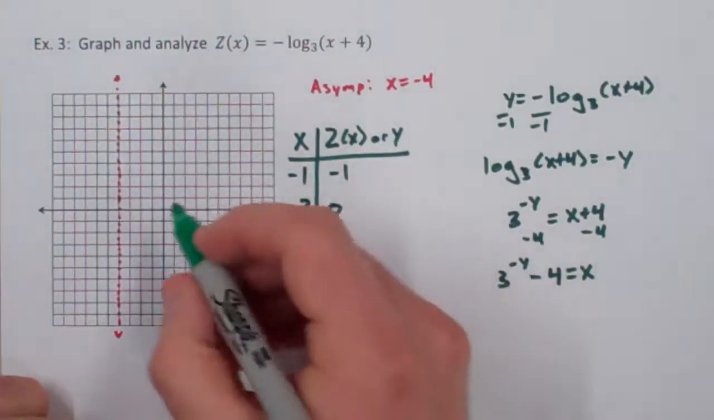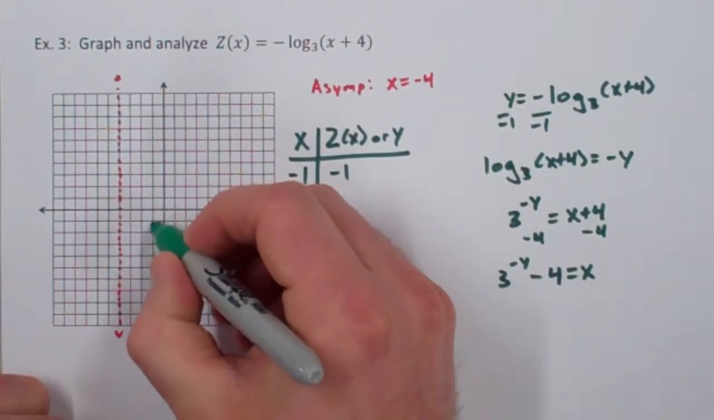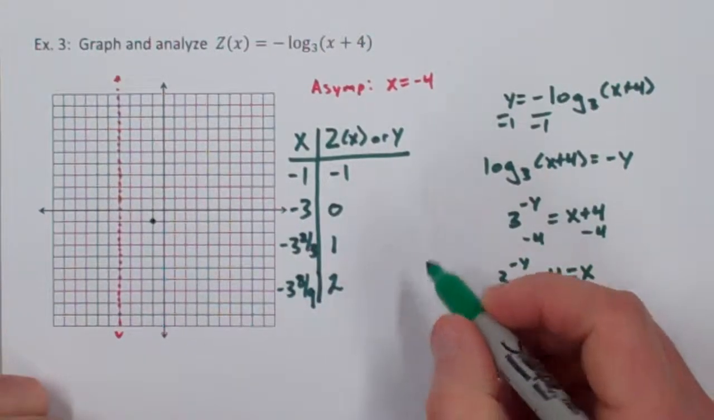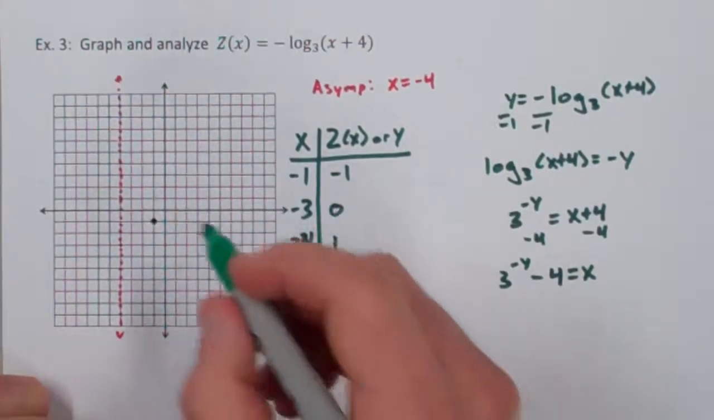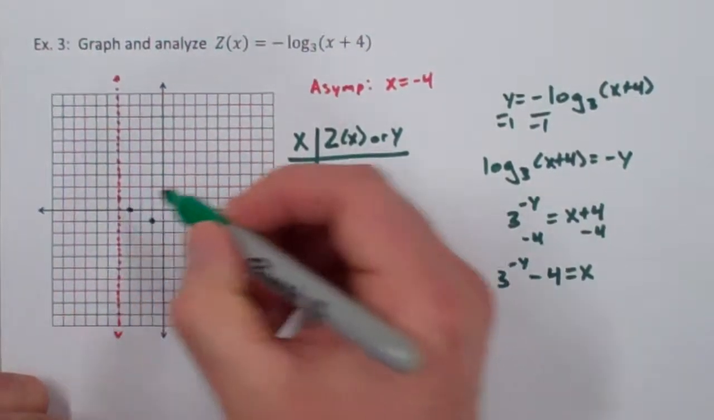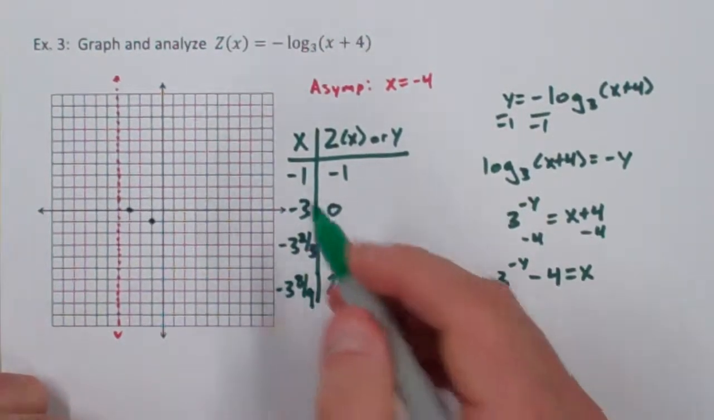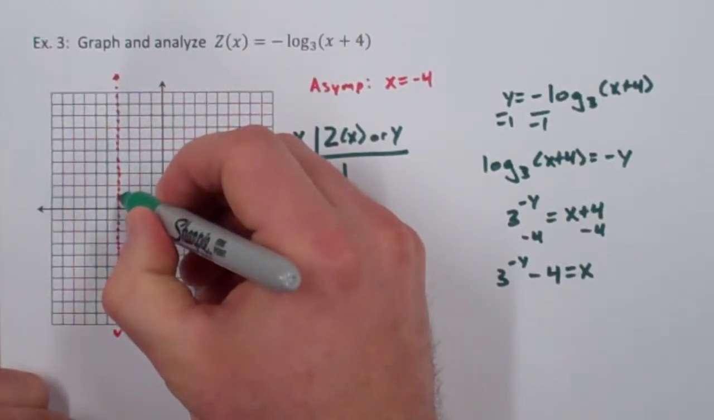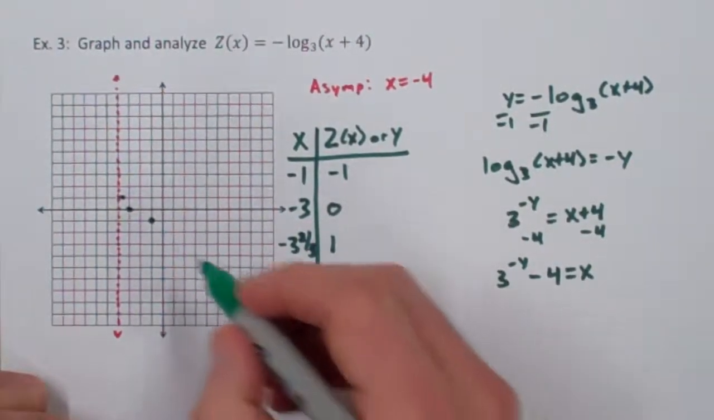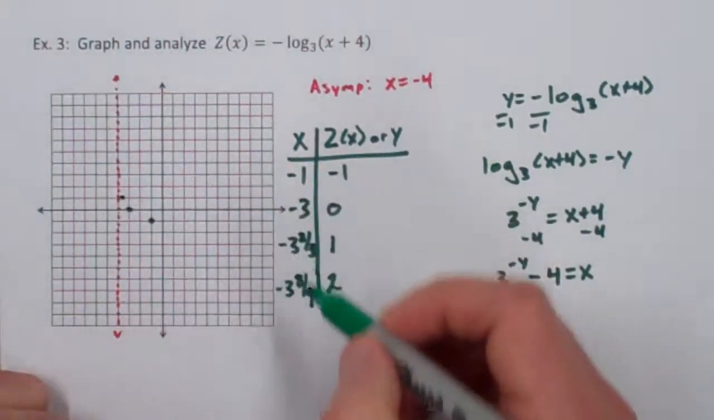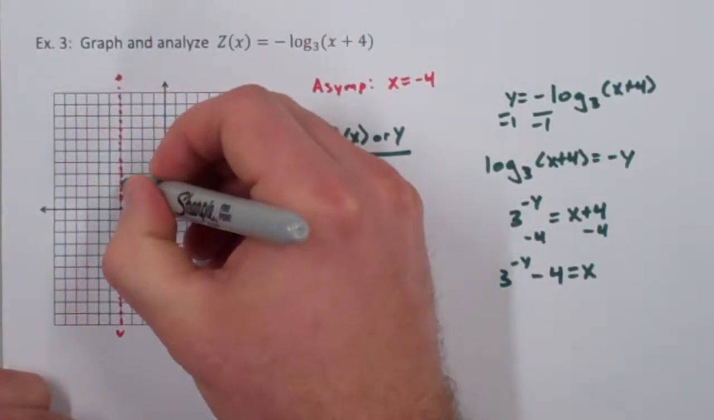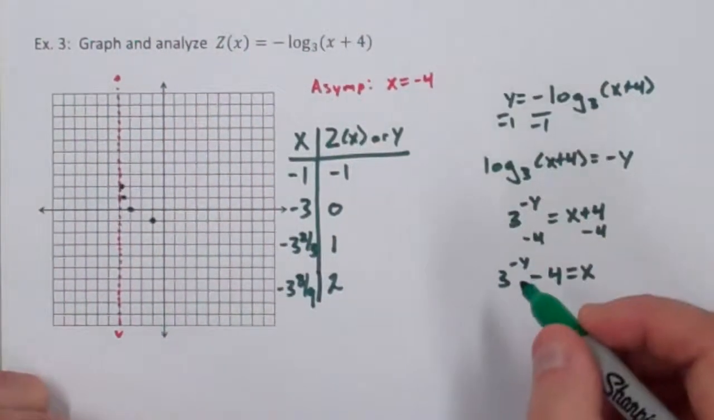So we'll do negative 1 to begin with. So we've got negative 1 and negative 1. We have negative 3, 0. So negative 3, 0 is right here. We've got negative 3 2/3 and then 1. So negative 3 2/3 and 1. And then negative 3 8/9. So very, very close to negative 4. And we need to go up 2 with this one.